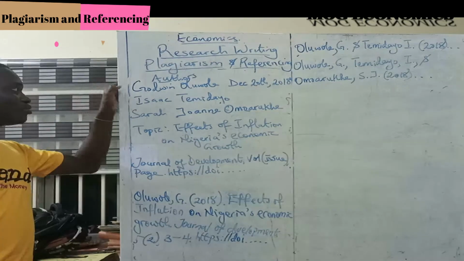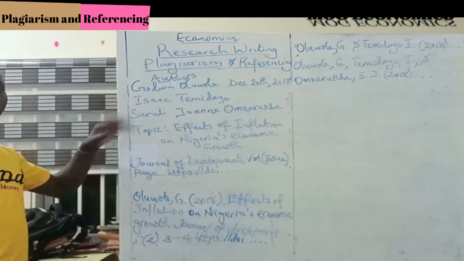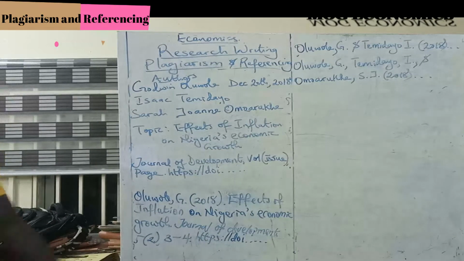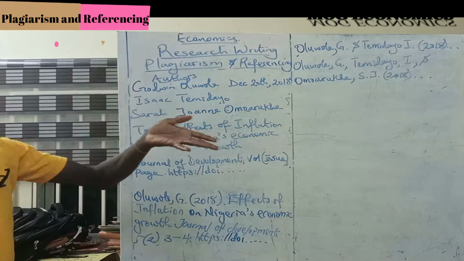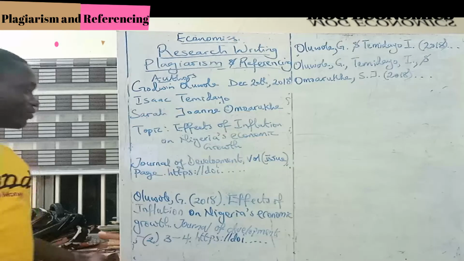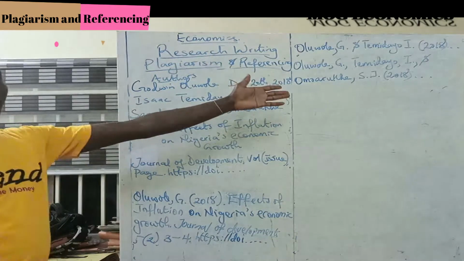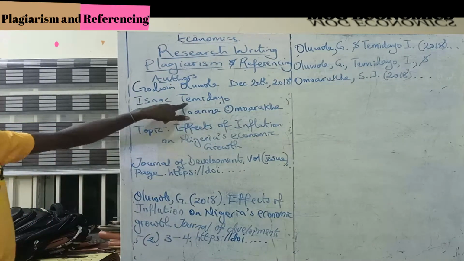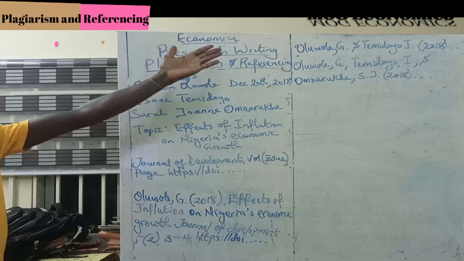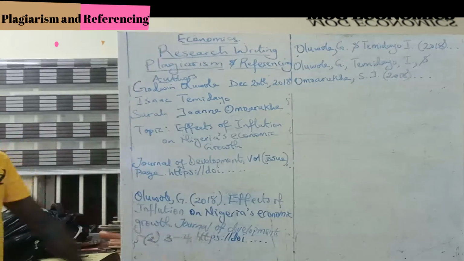Now let's assume that Godwin Oluwole and Isaac Temidayo co-wrote this journal. How will you reference that? Godwin Oluwole is the first author, so you start with the surname, Oluwole G., then the ampersand, before Temidayo I. Temidayo is the surname, then I for Isaac. Then you put a full stop, 2018, and you repeat everything that you've done here.